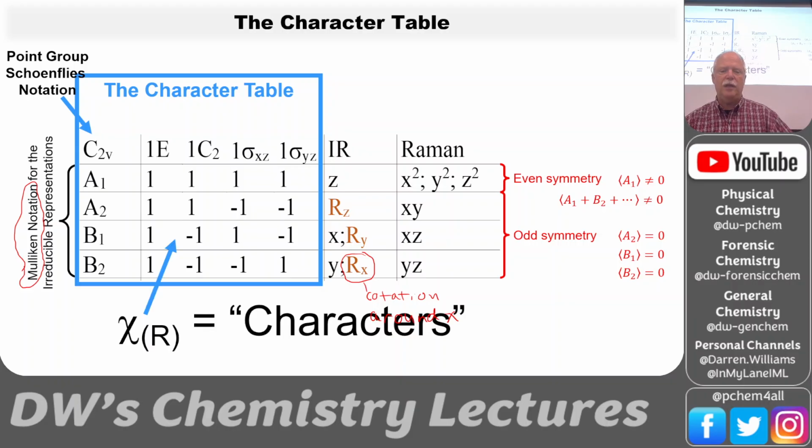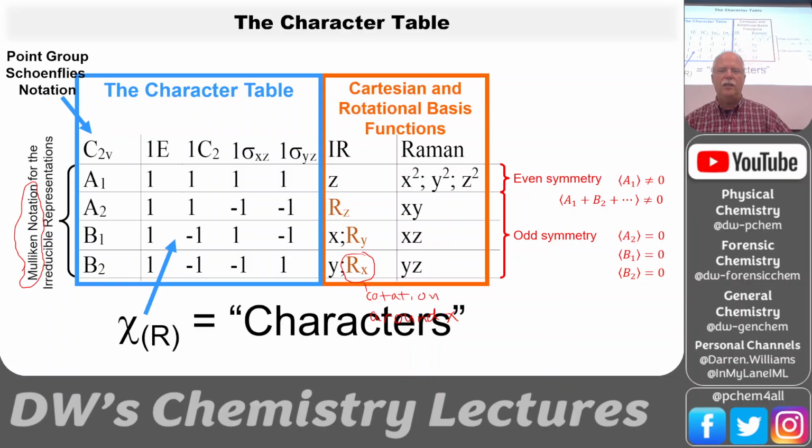And so these things in the middle are the characters. And these are Cartesian and rotational basis functions. They're kind of like helpful results. You don't have to reinvent the wheel. They're given to you right here.